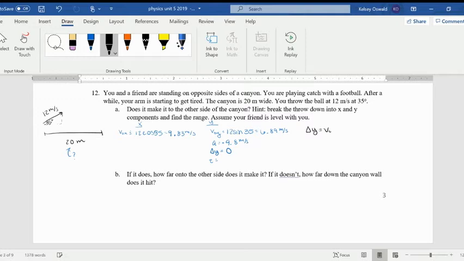So delta y is equal to initial velocity times time, plus 1/2 at squared. Delta y is 0, initial velocity is 0.89. Our solution is 9. So we find if your friend catches the ball, again, we're going to have to use the quadratic formula here. It would take the ball 1.40 seconds to reach your friend. So we want to find, with that time, does the ball make it over?